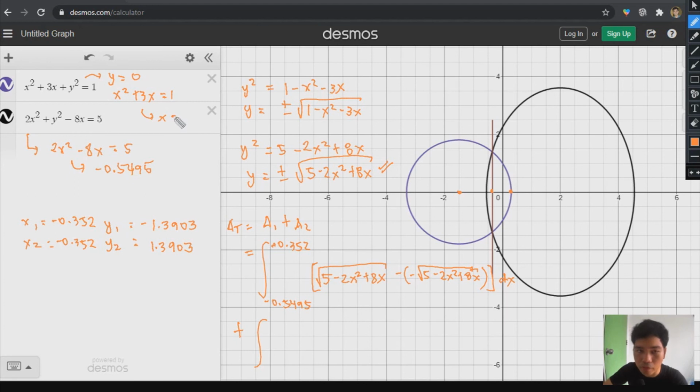So, we'll be using the positive, that is 0.3028. Okay. So, from that, we could just use negative 0.352 and then 0.3028, and then we can have here yung formula natin. So, that's the positive portion, I mean, the upper curve minus the lower curve. So, that's square root of 1 minus x squared minus 3x, and then subtract natin yung negative. So, that's square root of 1 minus x squared minus 3x, and then the dx.